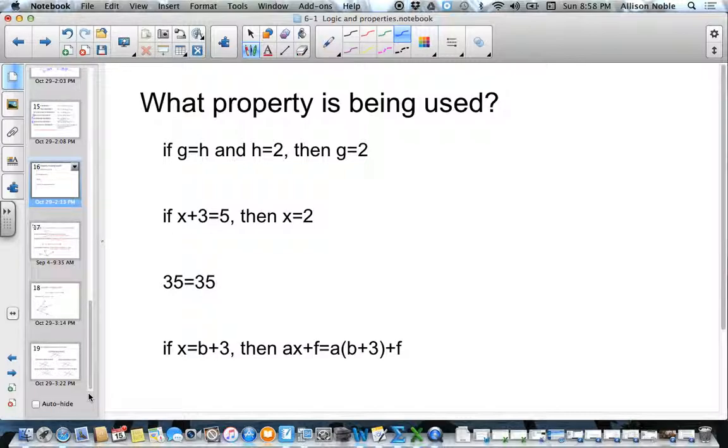Okay, so what property is being used here? If G equals H and H equals 2, then G equals 2, I would say transitive. If you put substitution, like I said, you can argue it either way. If you want to pause right now and try the rest of these, that would be a good idea. If x plus 3 equals 5, then x is equal to 2. This would be subtraction property because you're subtracting 3 from both sides.